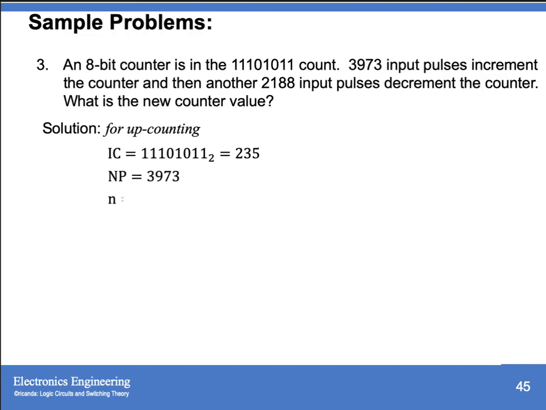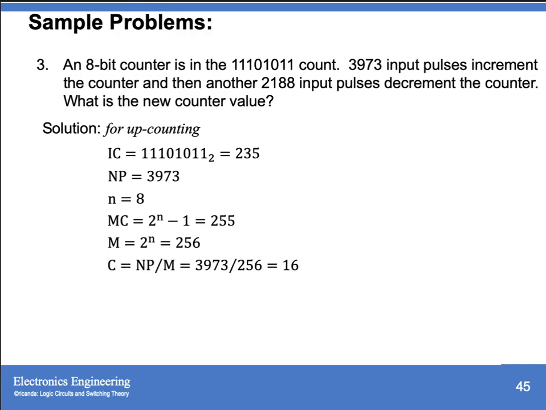Since it is an 8-bit counter, n is 8. And the maximum count of an 8-bit counter, that is 2 to the n minus 1, that is 255. Then the number of states of your 8-bit counter is 256. Then we have to get the cycle. Number of input pulses over states. So we have 16 cycles.